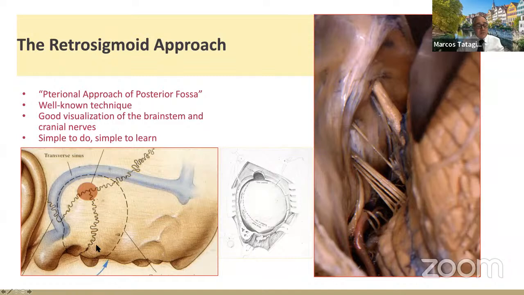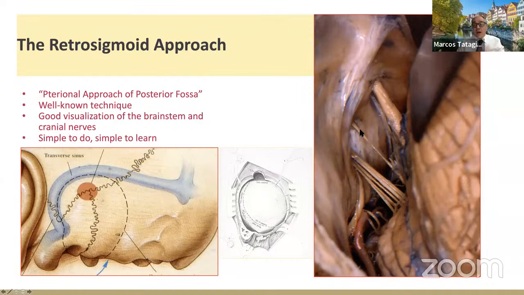And in order to avoid CSF leakage on the wound, we open the dura mater with a single incision along the transverse and the sigmoid sinus. So I don't do additional cuts. I don't do a flap of the dura, just a single incision. It will make the suture later on easier.